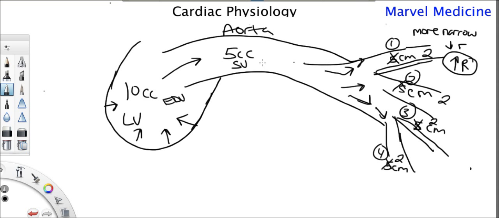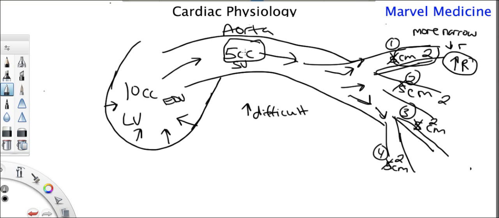Now, let's see now. I had 10 cc's here again, and I have to send out 5 cc's, right? Because I have to maintain my ejection fraction. I have to send out a certain amount of blood. This 5 cc's now, will it be harder for it to go through here or easier to go through here when I only have 2 centimeters in each artery? It would be more difficult. Makes sense? Because it's more narrow. It's not easy for blood to get through.